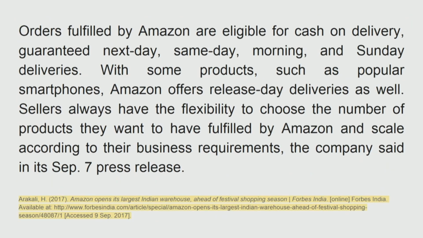Continue with the same article. Orders fulfilled by Amazon are eligible for cash on delivery, guaranteed next day, same day, morning and Sunday deliveries. With some products such as popular smartphones, Amazon offers release day deliveries as well. Sellers always have the flexibility to choose the number of products they want to have fulfilled by Amazon and scale according to their business requirements, the company said in its September 7 press release. And this is the reference to the article.